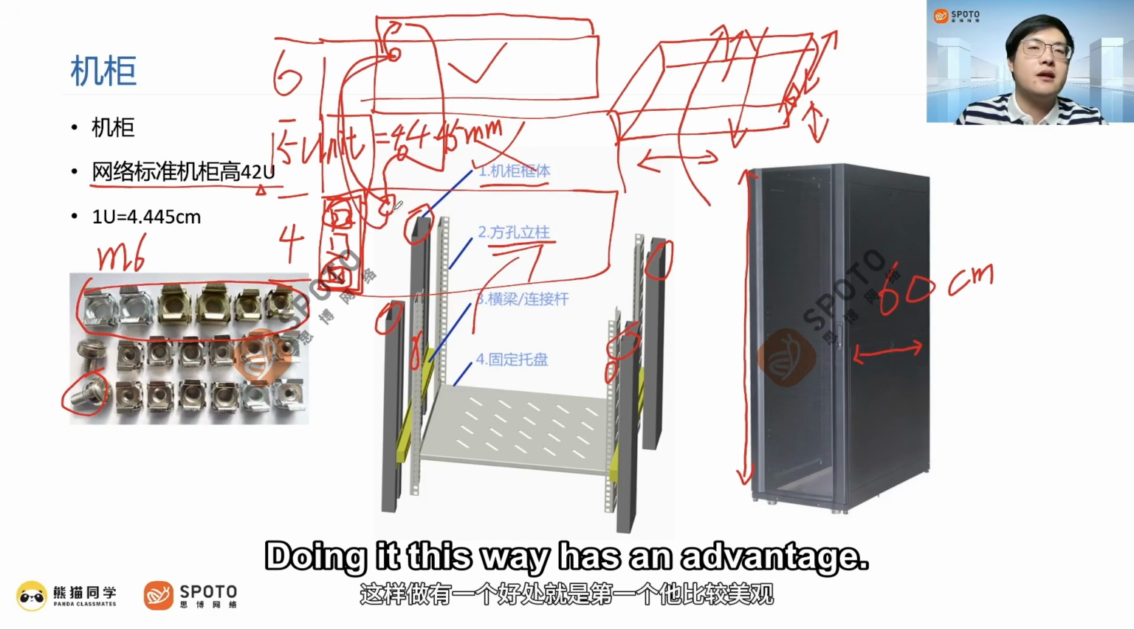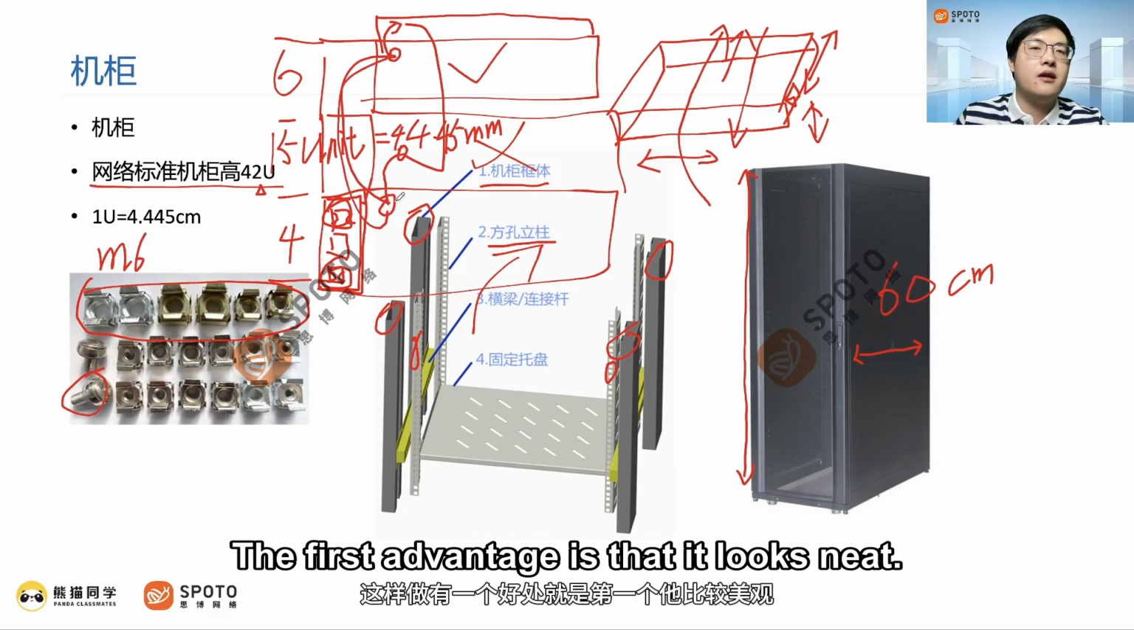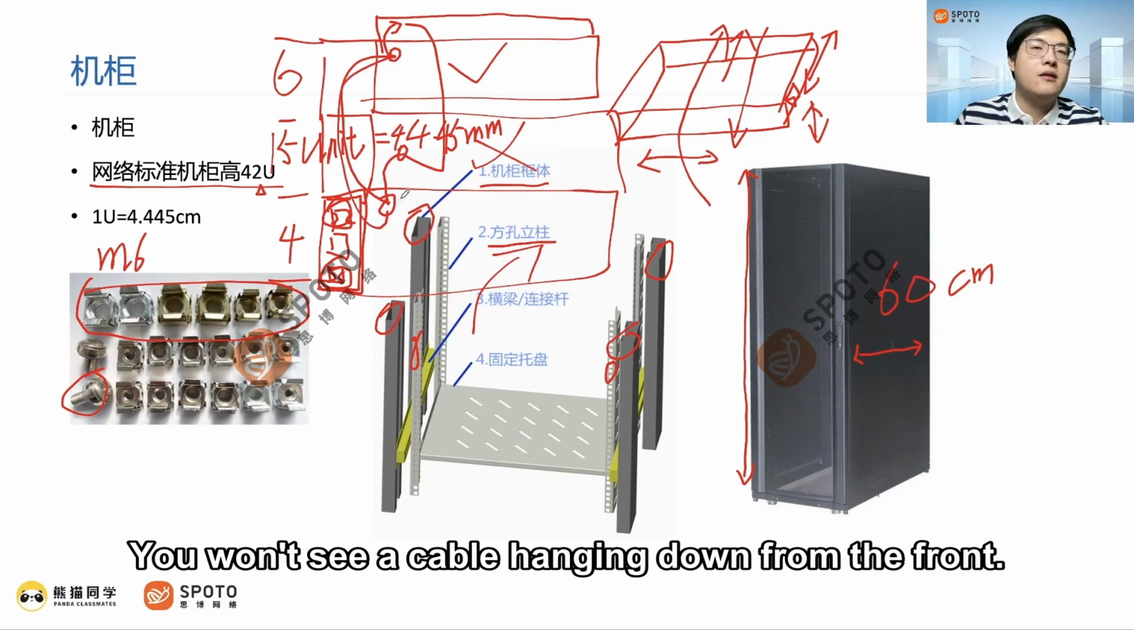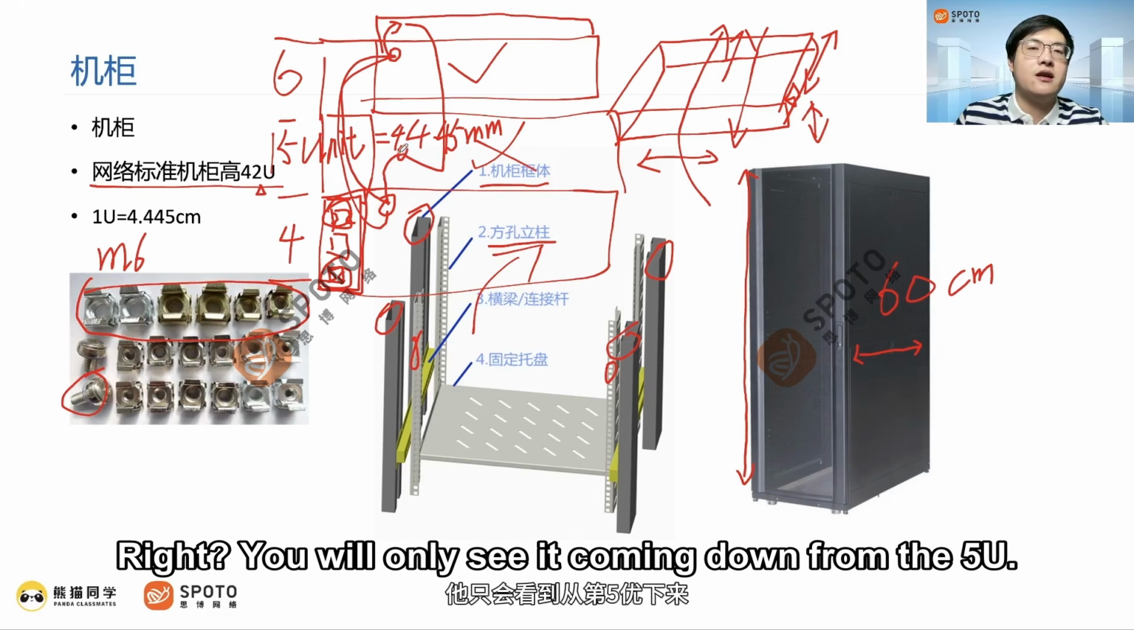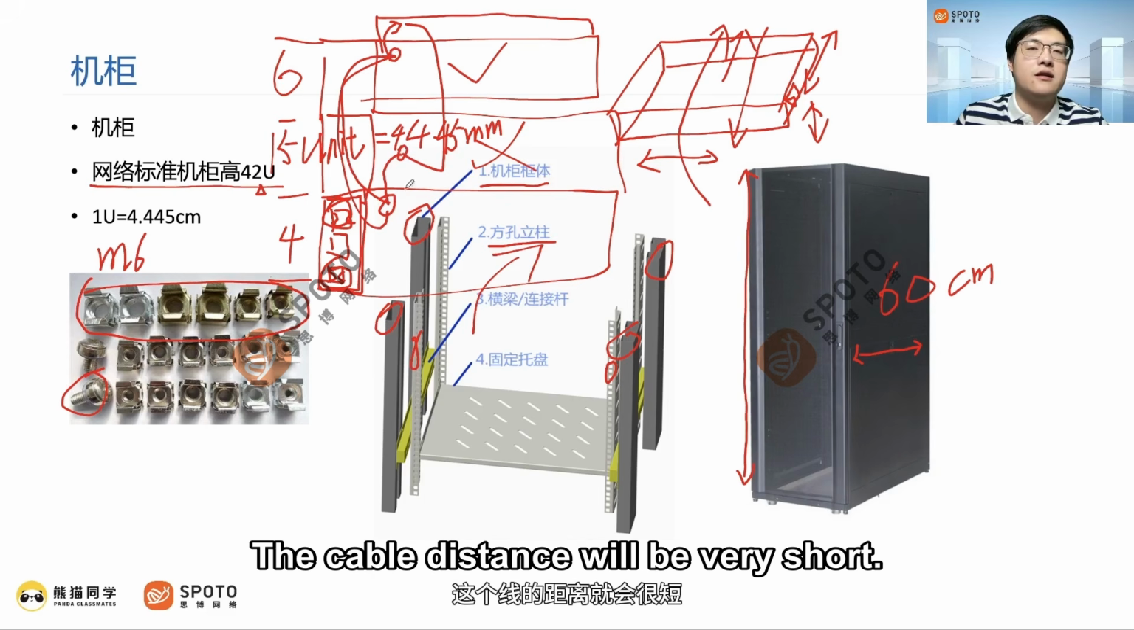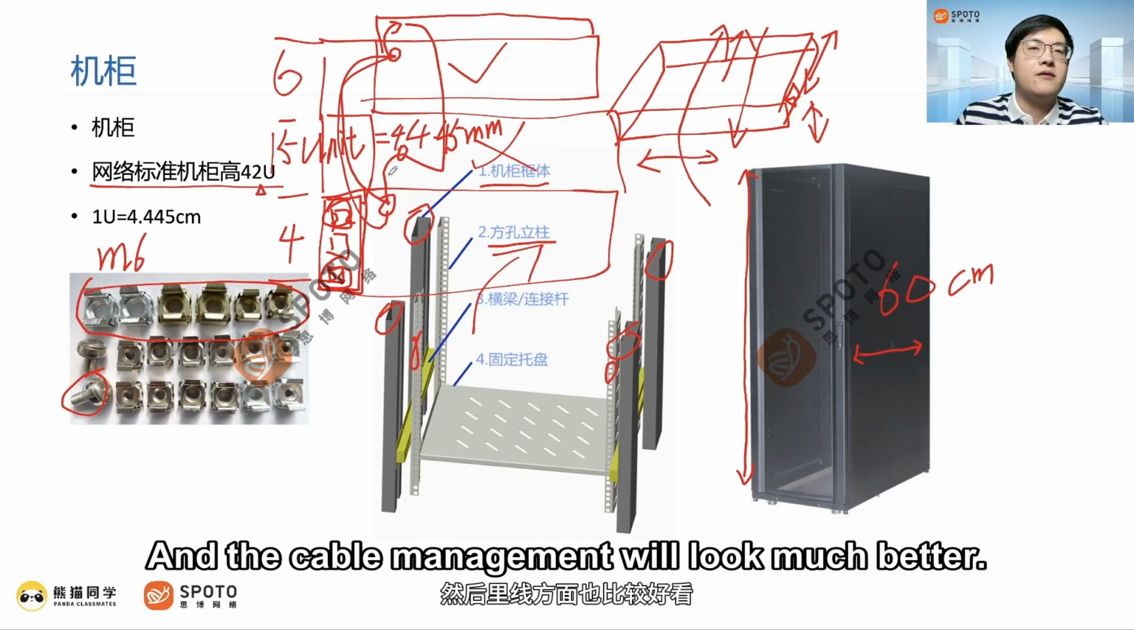Doing it this way has an advantage. The first advantage is that it looks neat. You won't see a cable hanging down from the front. You will only see it coming down from the 5U. The cable distance will be very short, and the cable management will look much better.